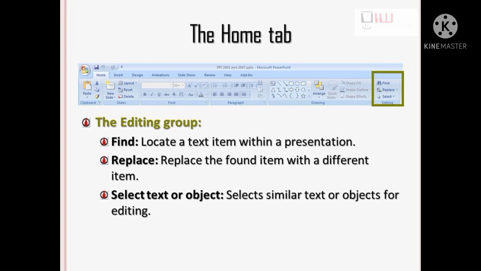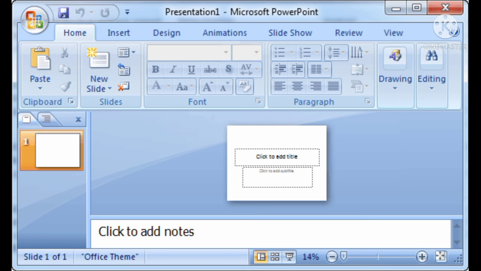Next and the last option under the editing group is select. The drop down contains the commands select all, select objects and selection pane. So these are all the options available under the editing group.